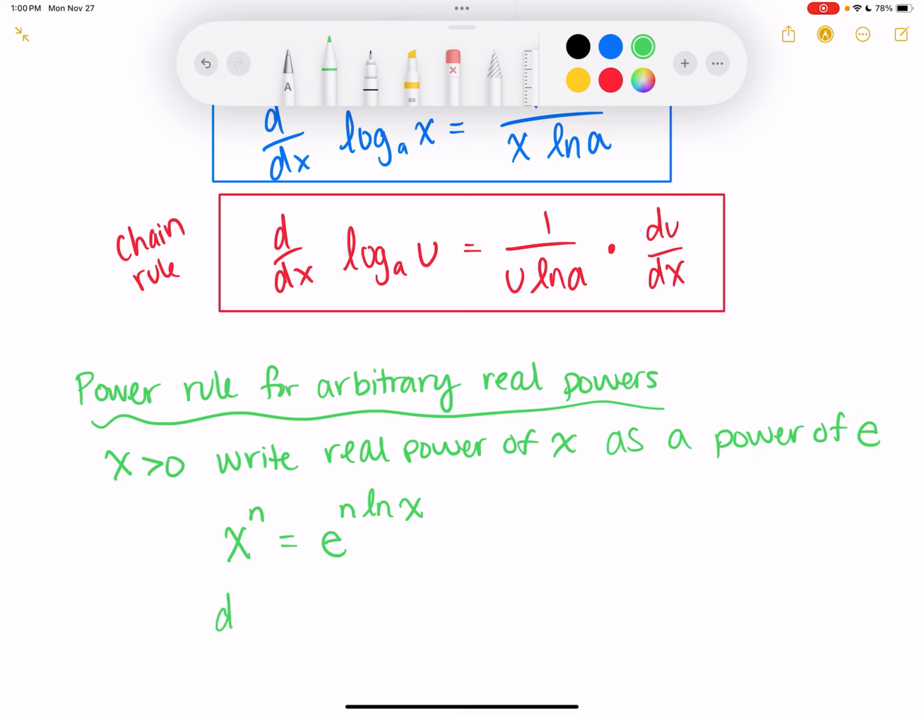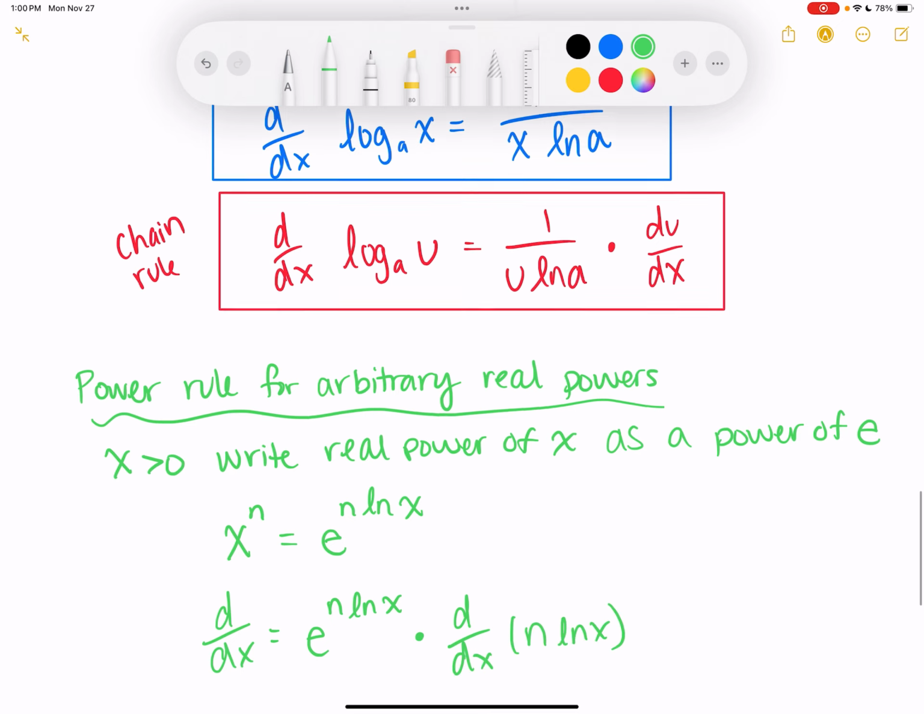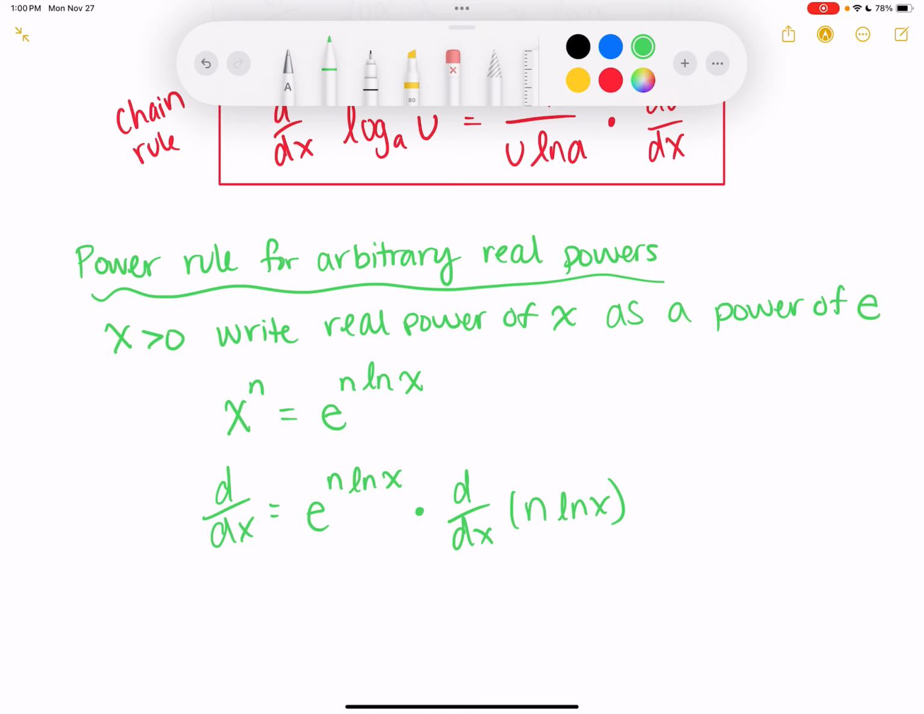So d dx is going to be e to the n ln of x times the derivative of this stuff at the top, because remember we copy it down once, then we take the derivative of all of that, so the derivative of n ln of x, which is going to be e to the n ln of x times n over x, because the derivative of ln of x is 1 over x, and n is just some number.